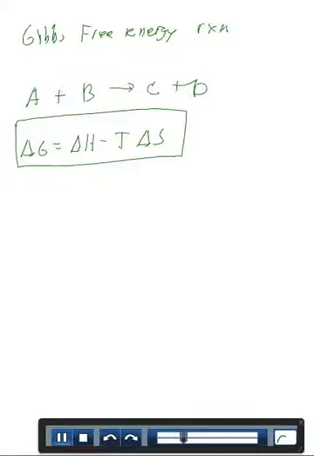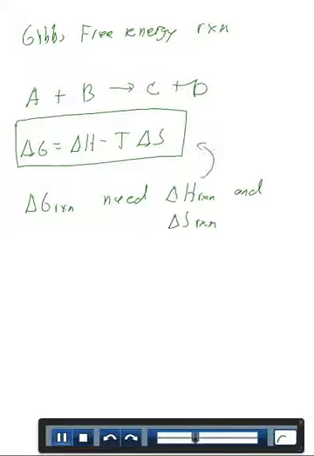The Gibbs free energy change is equal to the enthalpy change minus temperature times the entropy change. If we want to know what delta G for a reaction is, we would need delta H for the reaction, and we would need delta S for the reaction. Then we can put those into this equation here, knowing the temperature. We'd have to know what temperature we're performing the reaction at, and we can calculate delta G for the reaction.